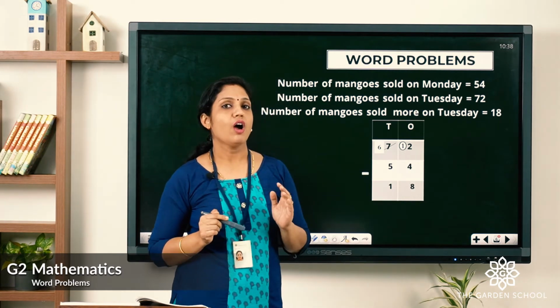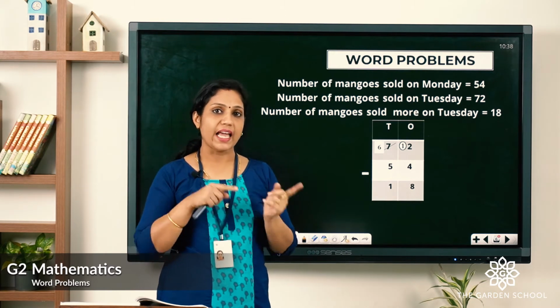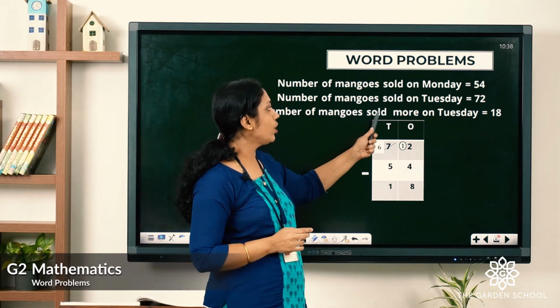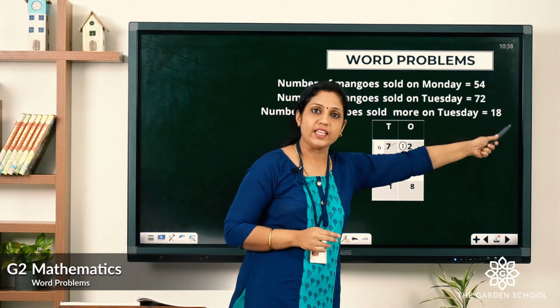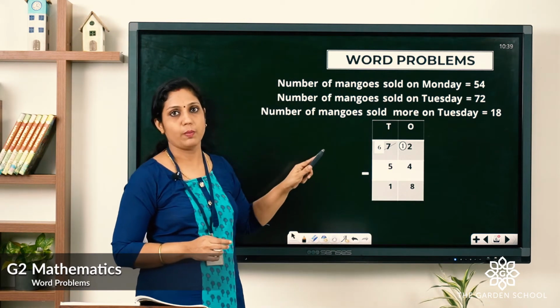Vendor sold on Tuesday 18 mangoes more than Monday. So what we need to find out? Number of mangoes sold more on Tuesday is 18. We got the answer. This is how we write the steps for the word problems.